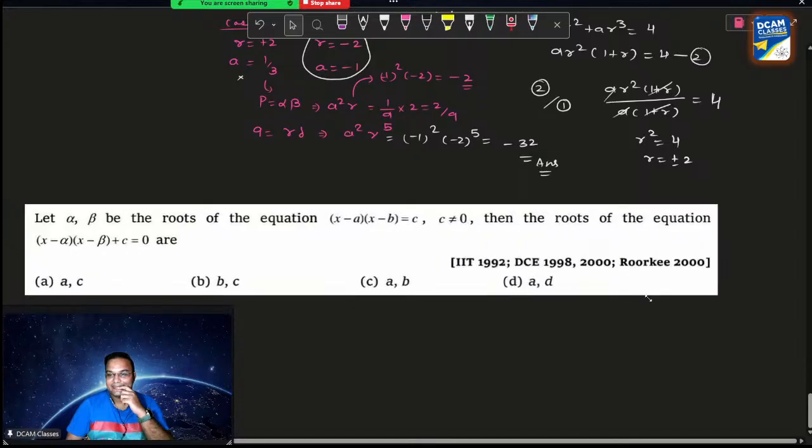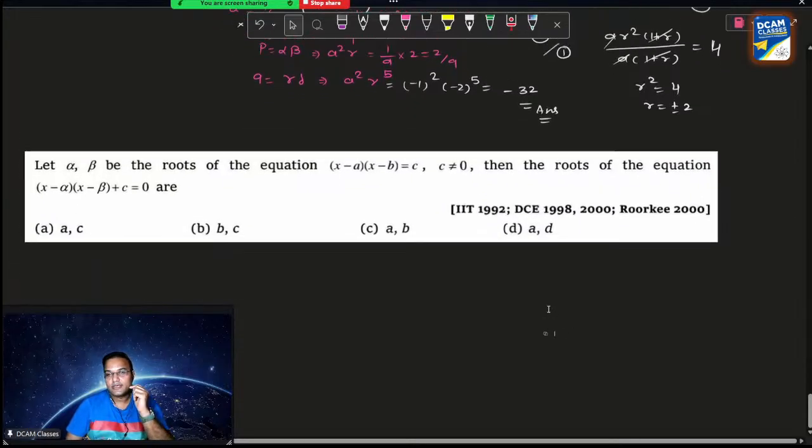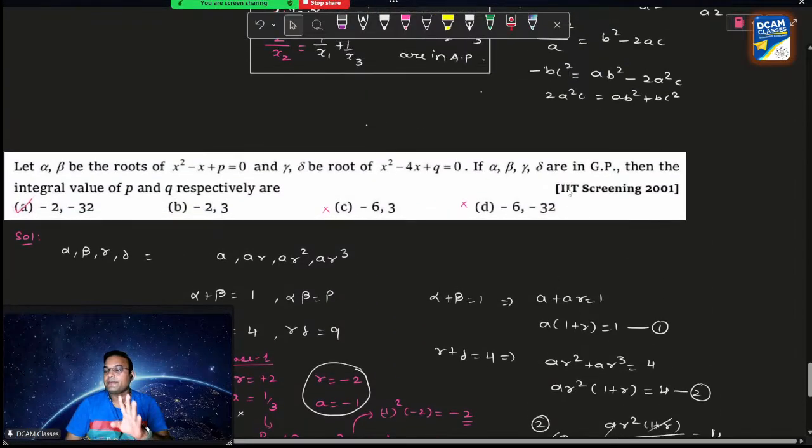Let's try to do this. See, you admit it, na. This is an IIT screening question, but it's not like an IIT question, na. It's very easy.